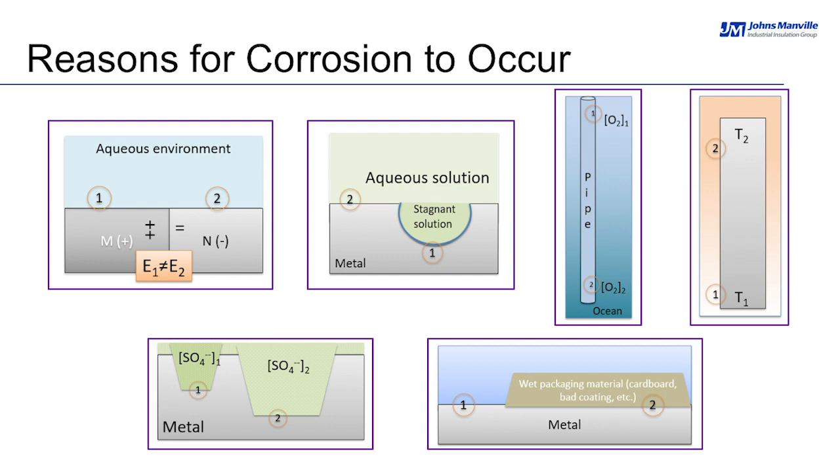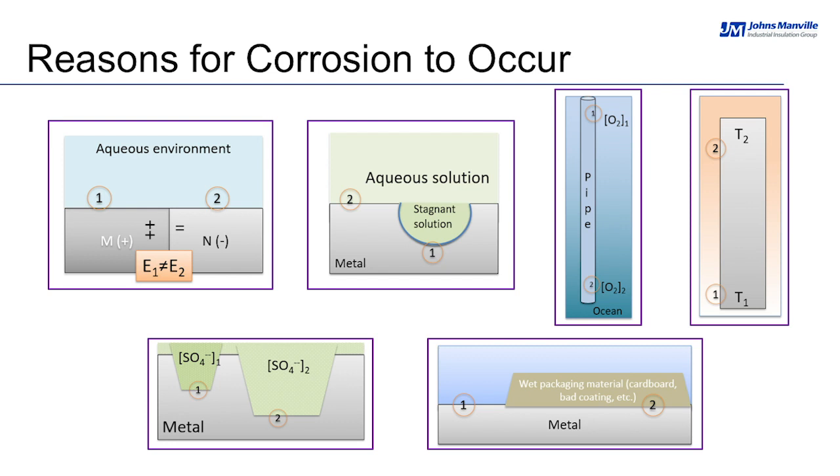The image on the right, on the bottom, shows a metallic part which has a wet packaging material on top of it. This packaging material can be a cardboard material, a bad coating material, or something else, but the key is that the potential in that location, indicated by number 2, compared to the potential in location number 1, is different, and that difference will cause corrosion.